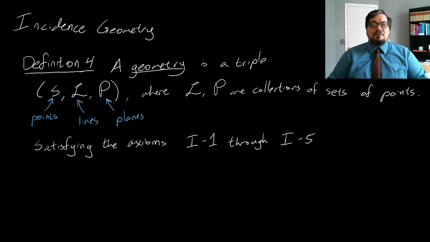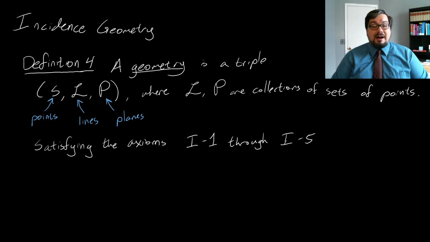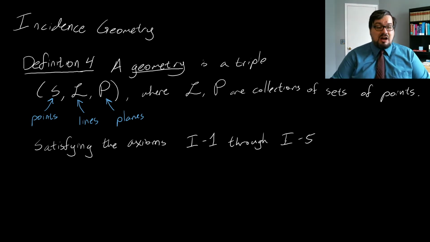Now, I should point out that it's conceivable that you could define something that behaves sort of like a geometry that satisfies slightly different axioms or doesn't satisfy all of these. And you could get some interesting facts out of that. You could prove some interesting theorems about not quite geometries like that. We're going to focus our attention, though, on the ones that satisfy the 5 axioms of incidence geometry. So let's look at what those axioms are.